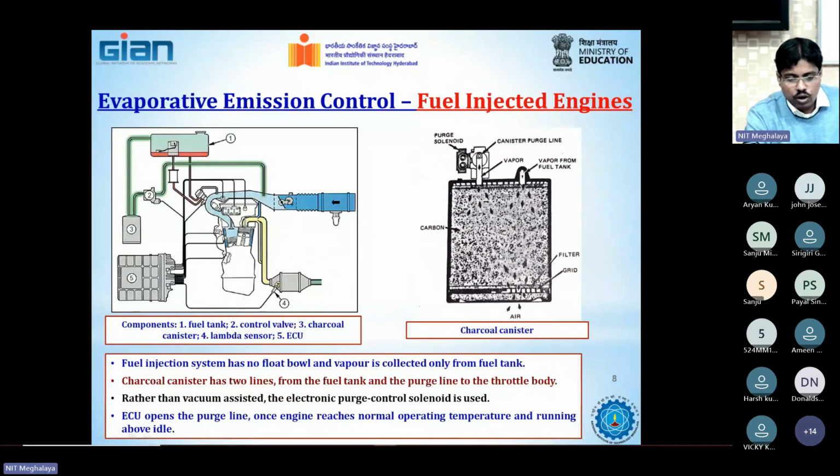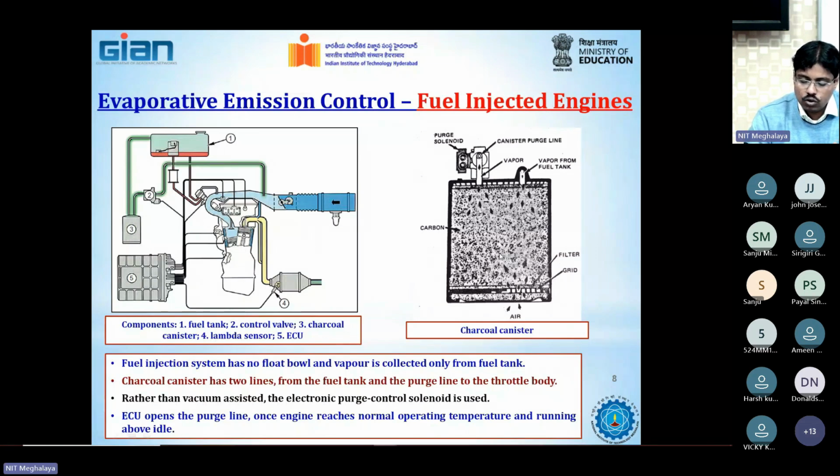Now, if it is a fuel injection engine, we all know that in fuel injection engines, we do not have a float valve. Float valve is always there in the carbureted type of engines. Fuel injected engines can also be SI type, spark ignition type, petrol type, where currently we are dealing with PFI engines, CRDI engines, MPFI engines, where fuel injection is done.